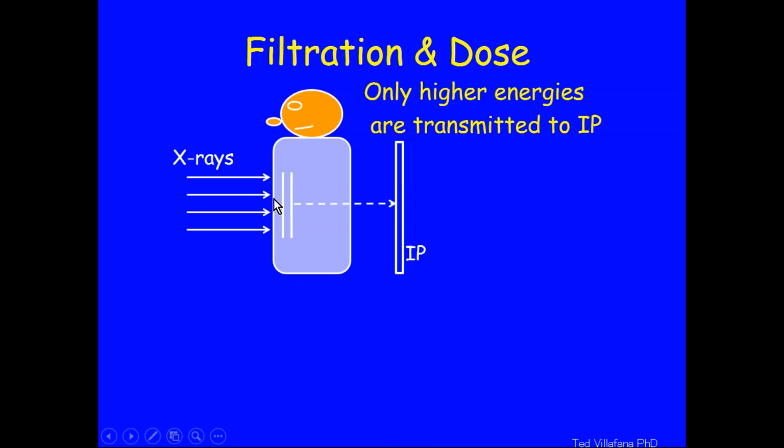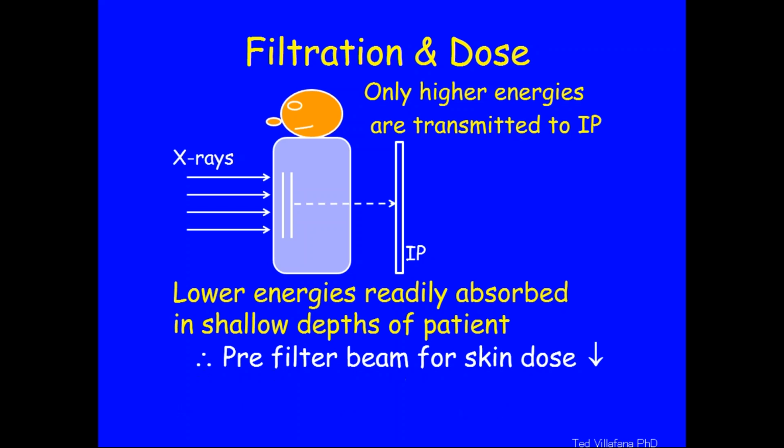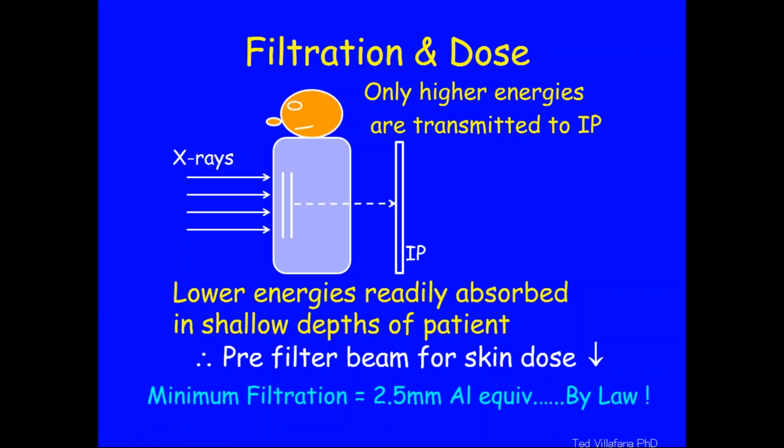So a strategy is, let's pre-filter the beam. Let's filter the beam and remove the low energy photons before they get to the patient. There's our strategy for patient dose reduction. To offset the fact that if you allow these soft radiations to hit the patient, they'll just go to dose. They won't particularly add to the information in the final image. So we pre-filter the beam for one sole purpose, to reduce the skin dose. This is so significant that our machines, by law, have to have a minimum filtration. Take that number home with you.